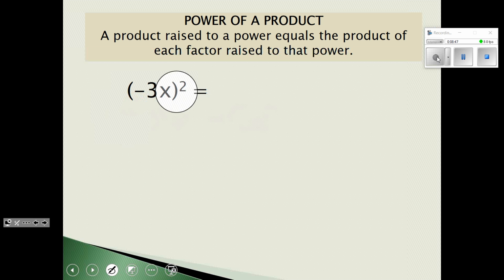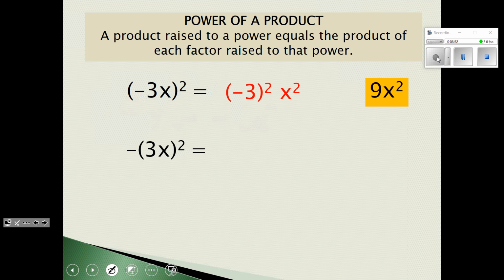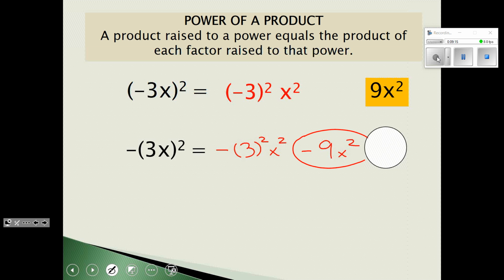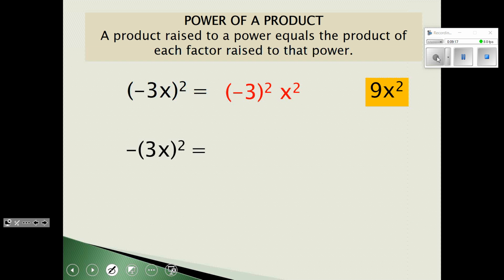Now that is going to be different than the following example, where we have the negative outside of the parentheses. Remember that parentheses makes all the difference. So in this example, we have the opposite of 3 squared and x squared. So we have 3 squared, which is 9, and then we have x squared, but we want the opposite of that. So in this example, the answer is going to be negative. So be careful about your parentheses and where the negative signs are located.